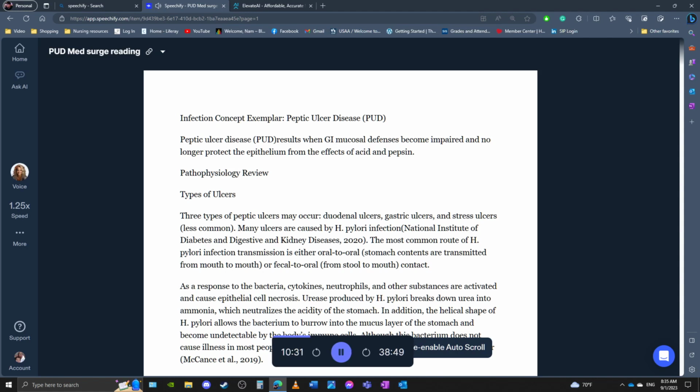umbilicus and the xiphoid process. If perforation into the peritoneal cavity is present, the patient typically has a rigid, board-like abdomen accompanied by rebound tenderness and intense pain. Initially, auscultation of the abdomen may reveal hyperactive bowel sounds, but these may diminish with progression of the infection. Perform a comprehensive pain assessment.